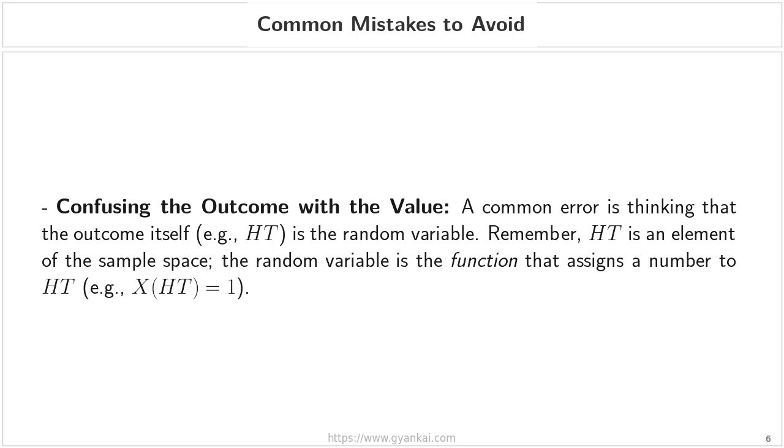It is easy to look at an outcome, like heads followed by tails, which we write as HT, and think that this outcome is the random variable. But remember what we discussed in the earlier slides. HT is simply an element of our sample space. The random variable is actually the mathematical function that takes that outcome and assigns it a number. For instance, if our rule is to count the number of heads, then x of HT equals 1. The outcome is the input, and the random variable is the rule that gives us the numerical output.